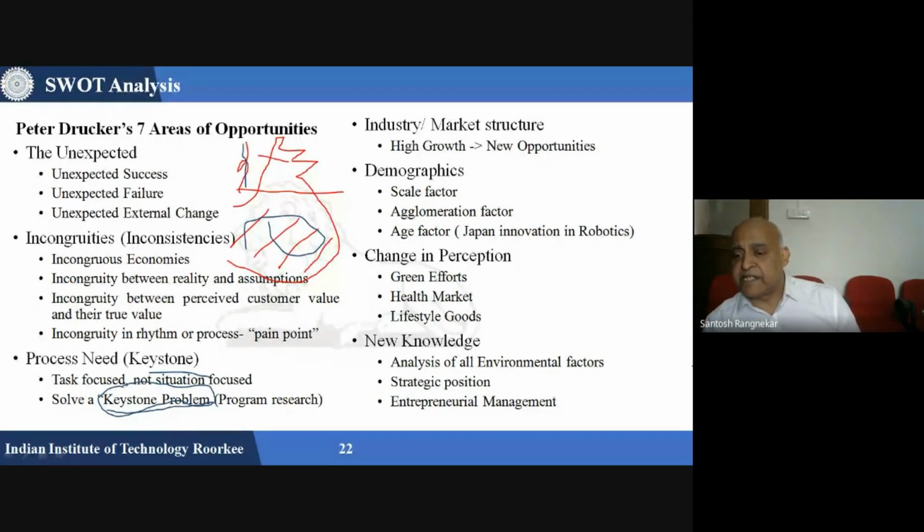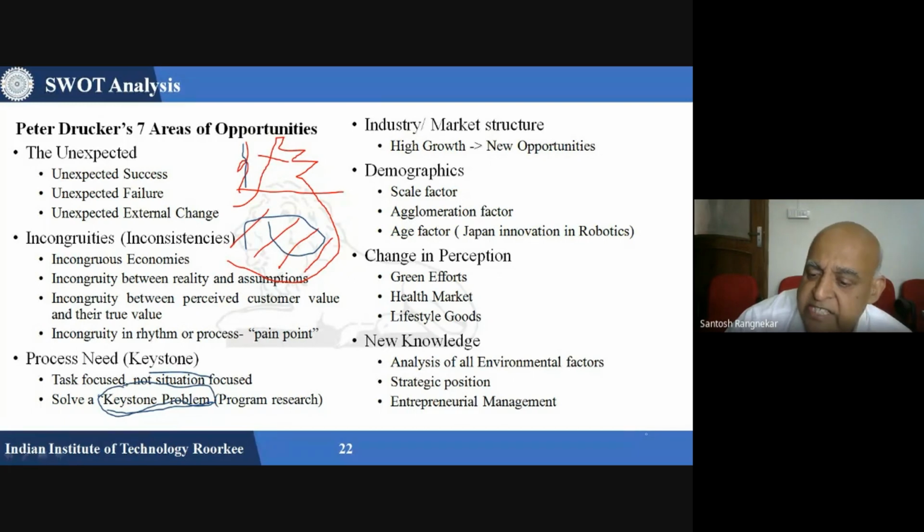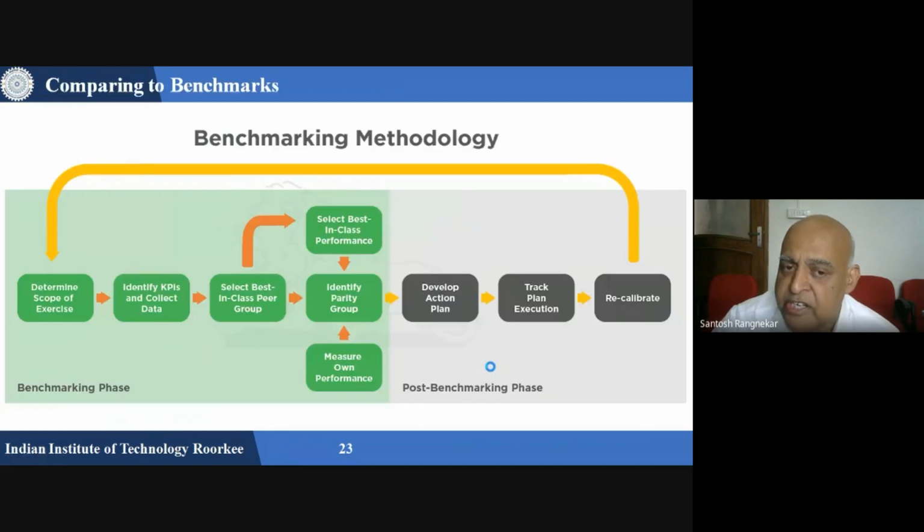Another is the change in perception. We also have to see what our perceptions are, for example, the health market. The perception has to be changed, whether to be healthy or to be for the treatment. Lifestyle goods are there, and demographics and perception are interrelated. As your demographics change, your perception will keep on changing. As far as new knowledge is concerned, innovative organizations will be more focused on new knowledge.